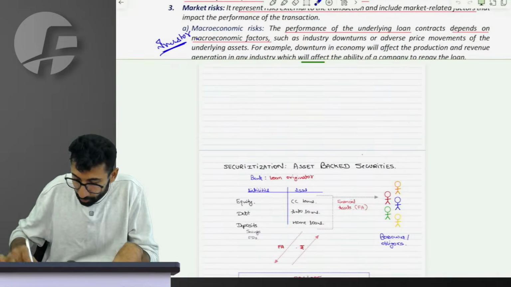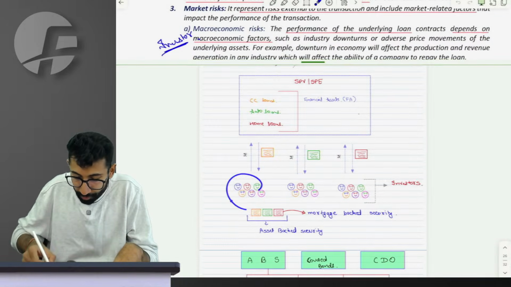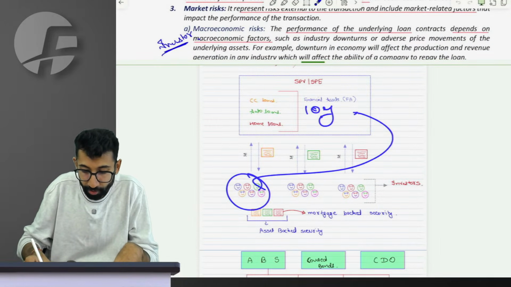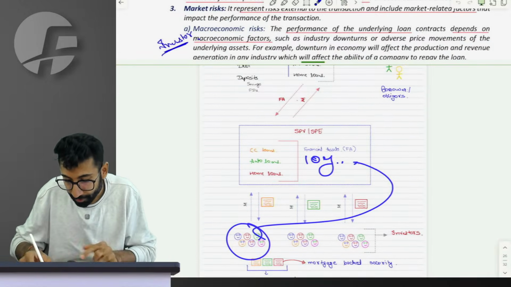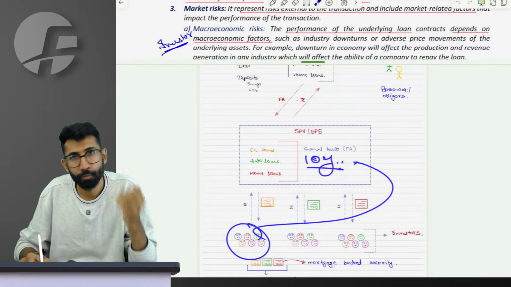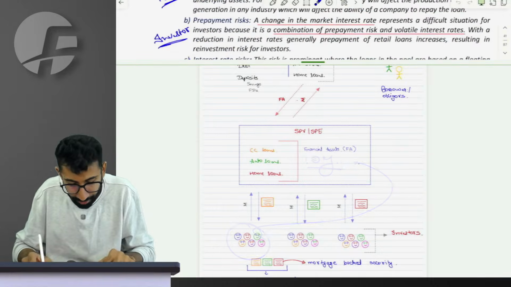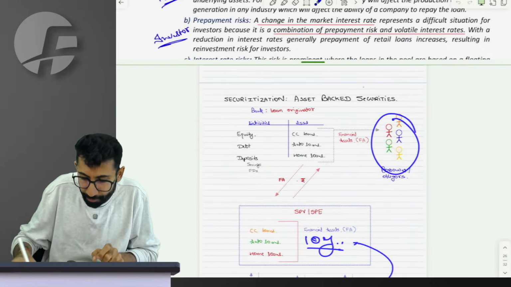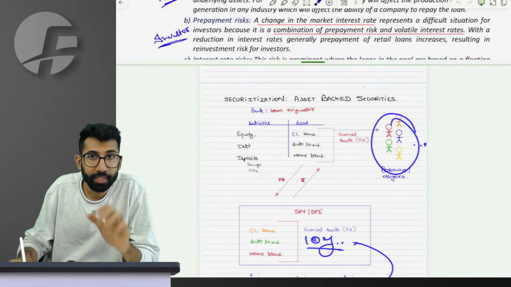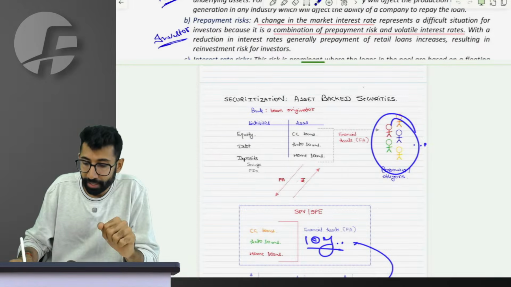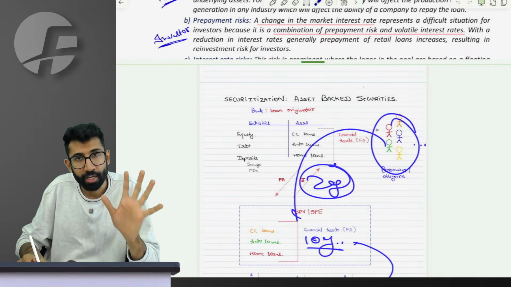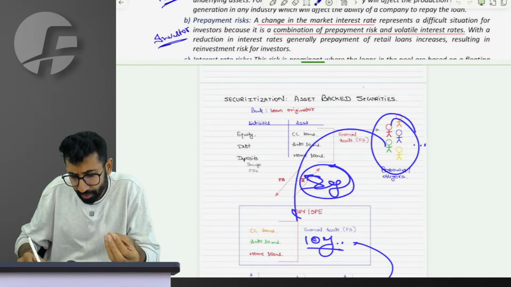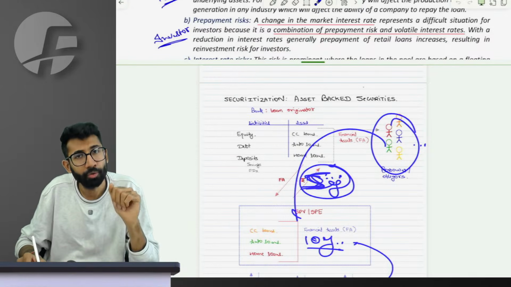Sir, prepayment risk. What is the risk? You as an investor invested in a security whose collateral is a home loan, right, for 10 years, because the home loan security was issued for 10 years. Now imagine these people started to earn well, and they prepaid the entire loan in 2 years on an average. Some paid early, some paid late. So let's say they prepaid the entire loan in 5 years.